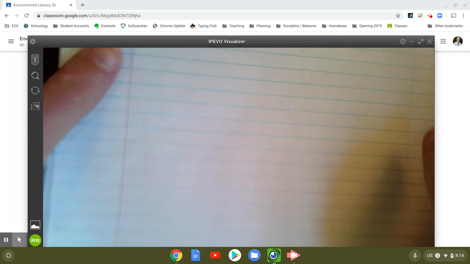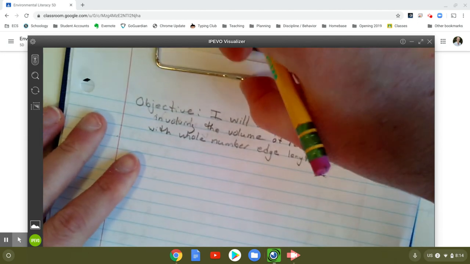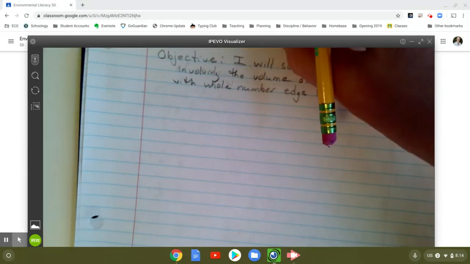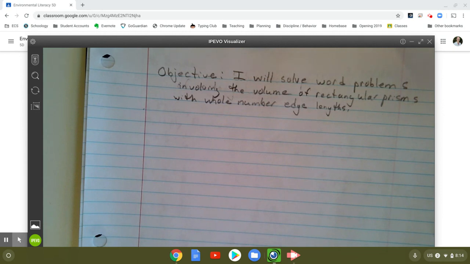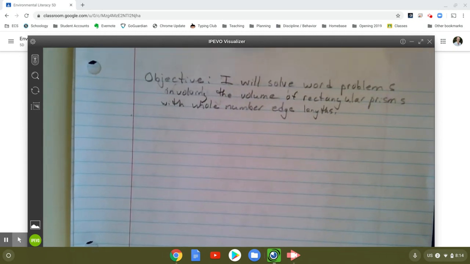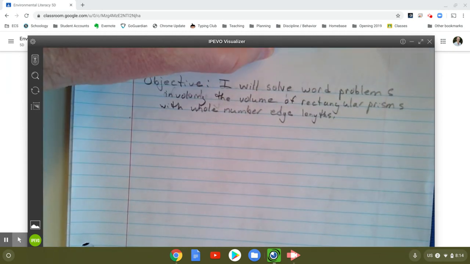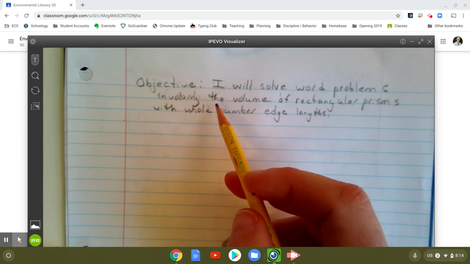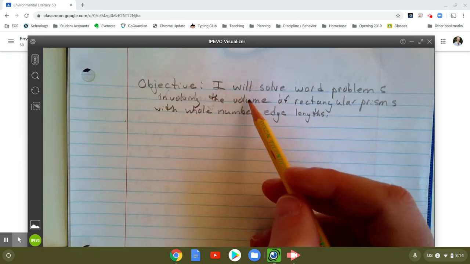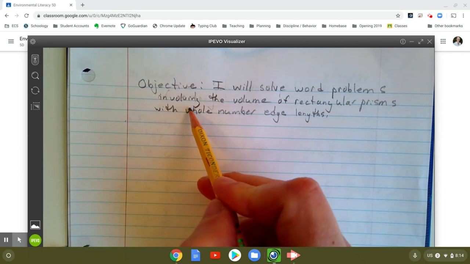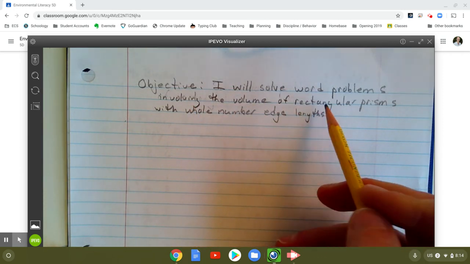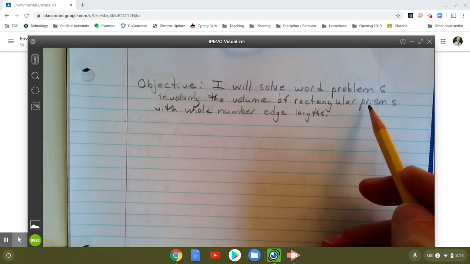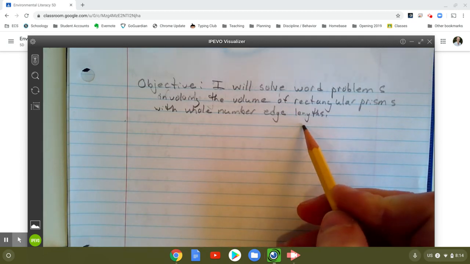Anyway, okay. So next piece, we're not going to do an application problem. We're going to launch right into the objective, because there's some word problems today, and it's going to take us time just to work our way through those. So the objective for today is: I will solve word problems involving the volume of rectangular prisms with whole number edge lengths.